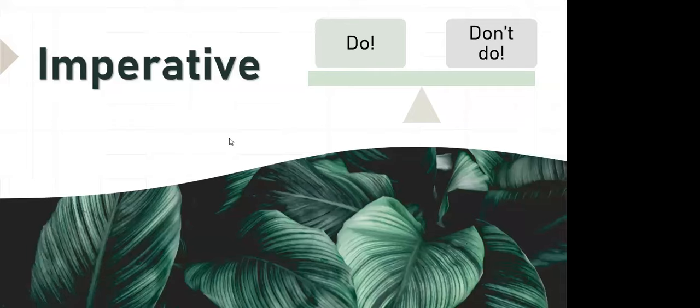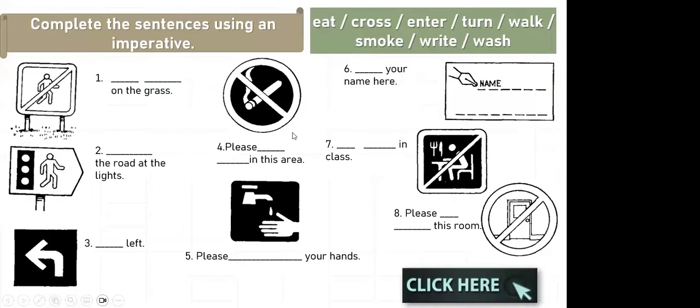All right, so let's do this one together here, Lucy, and you'll see we have some sentences, we have some signs. I want you to complete the sentence using the verbs we have here: eat, cross, enter, turn, walk, smoke, write, and wash. Let's take a look at the first sentence. I want you to look at the sign that we see. What is this sign telling us with number 1?